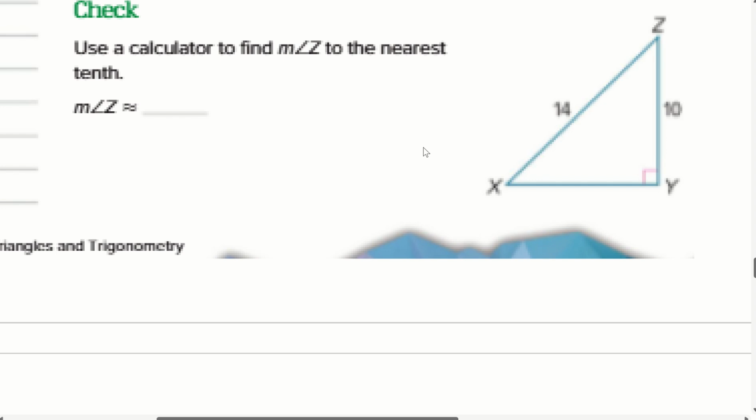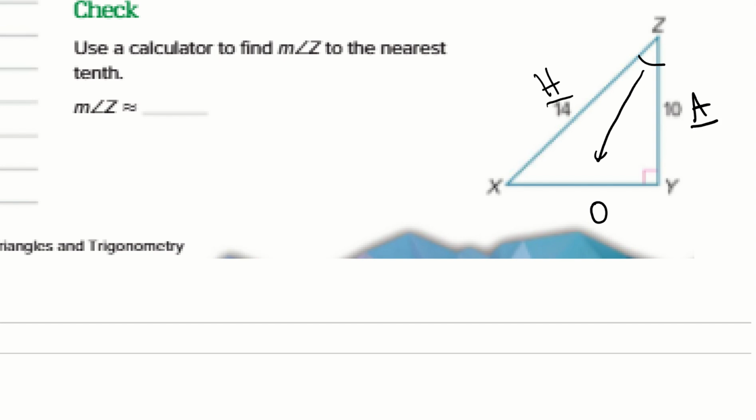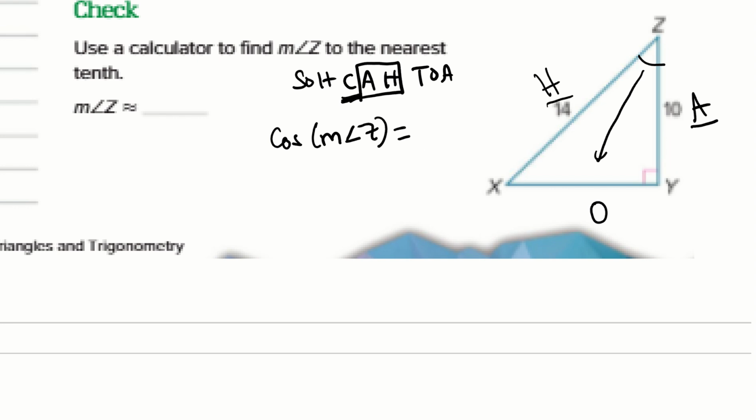Okay, so let's go ahead and try this. We've got angle Z, and we want to find angle Z. So this is opposite, this is hypotenuse, this is adjacent. That's an A and an H, which is cosine. So cosine of the measure of angle Z is equal to adjacent over hypotenuse. And there you go.